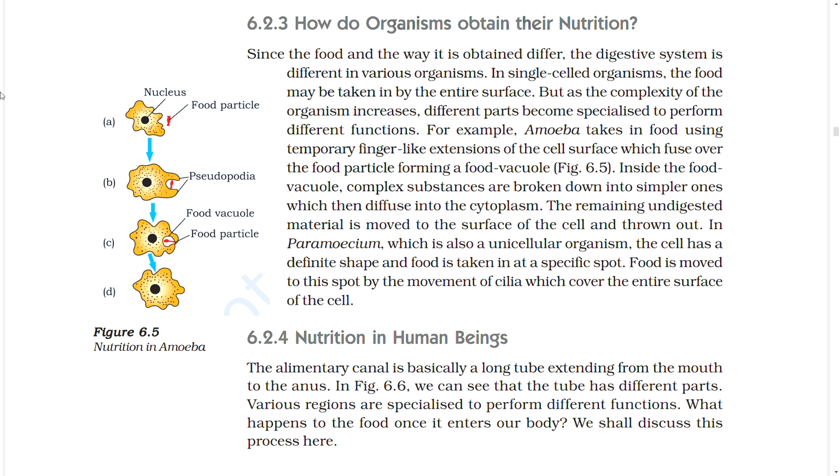How do organisms obtain their nutrition? Since the food and the way it is obtained differ, the digestive system is different in various organisms. In single-celled organisms, the food may be taken in by the entire surface, but as the complexity of the organisms increases, different parts become specialized to perform different functions.